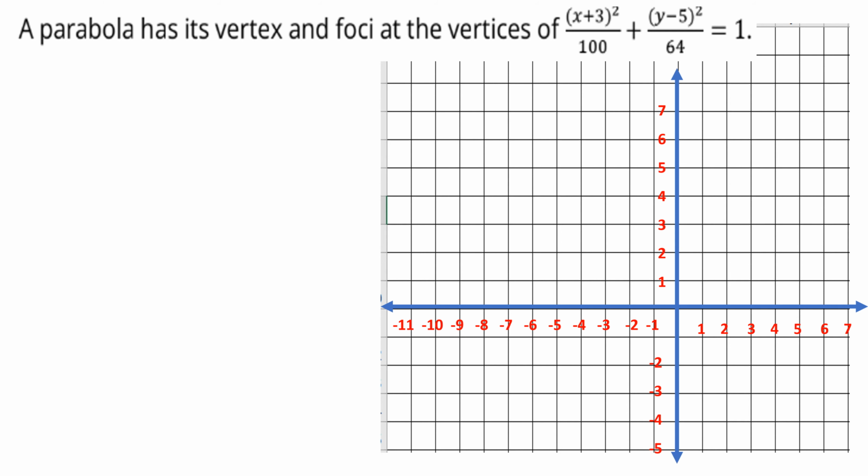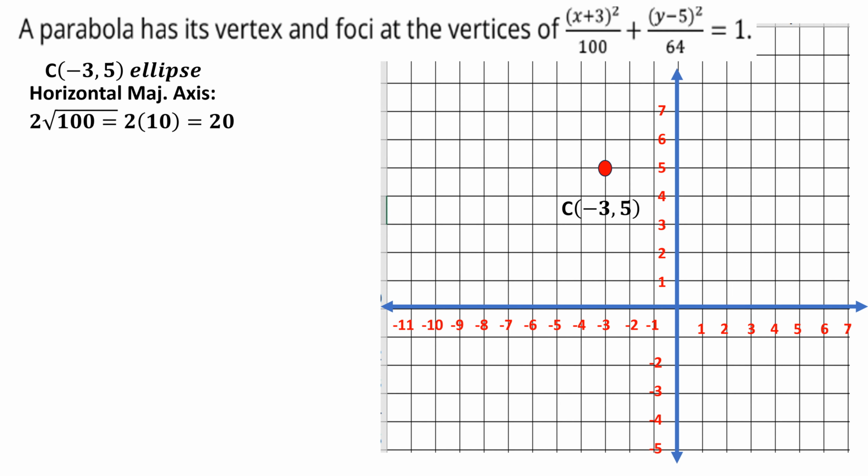So meaning, it's either the vertices or the foci of this ellipse will be the vertex and the foci of the parabola. Okay, so let us try. So first thing, we need to get the center of the ellipse, because it is being mentioned that a parabola has its vertex and foci. So the vertices of the ellipse are the vertex and foci of the parabola. Okay, so we will be getting the center of the ellipse, which is (-3, 5). So plotting it, it's (-3, 5).